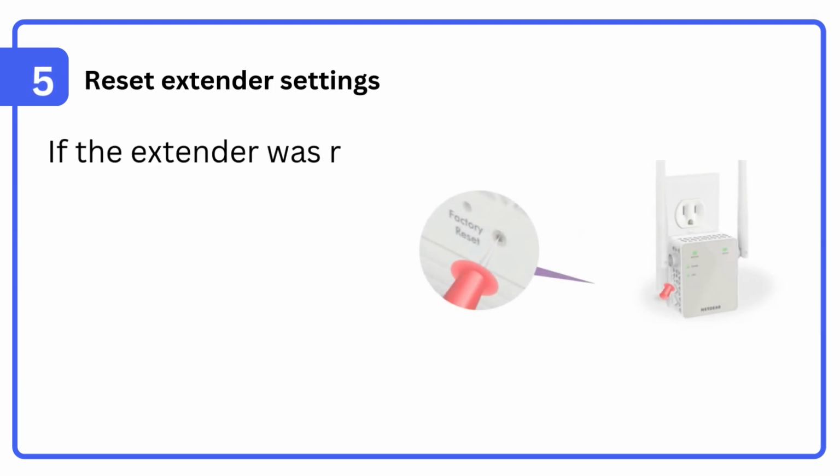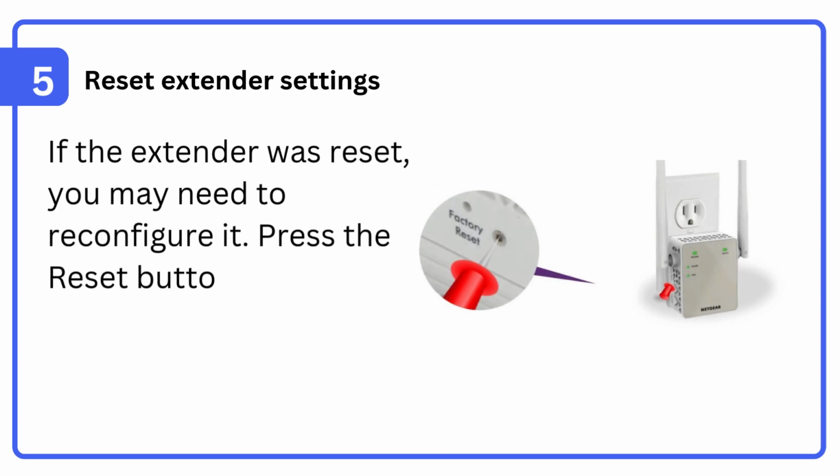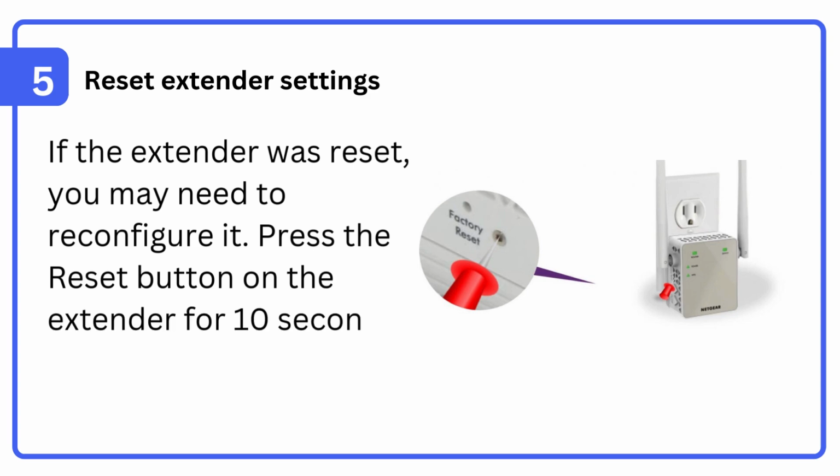5. Reset extender settings. If the extender was reset, you may need to reconfigure it. Press the reset button on the extender for 10 seconds and set it up again.